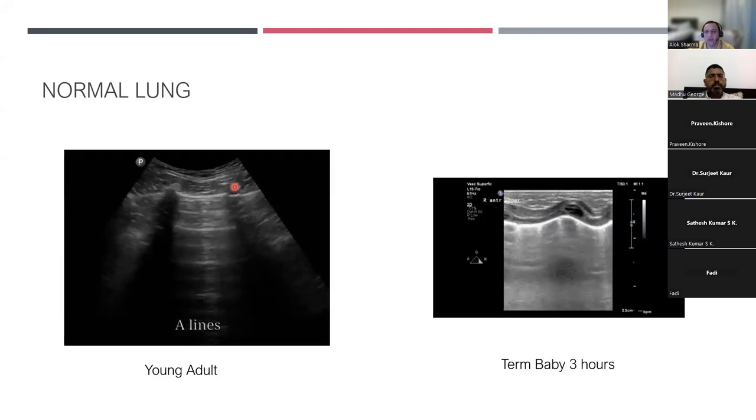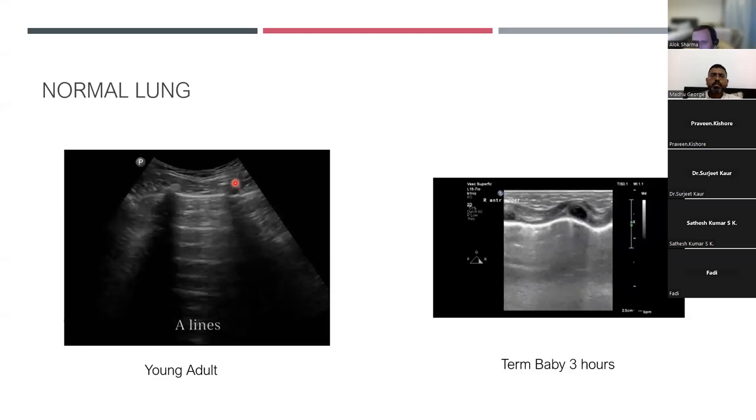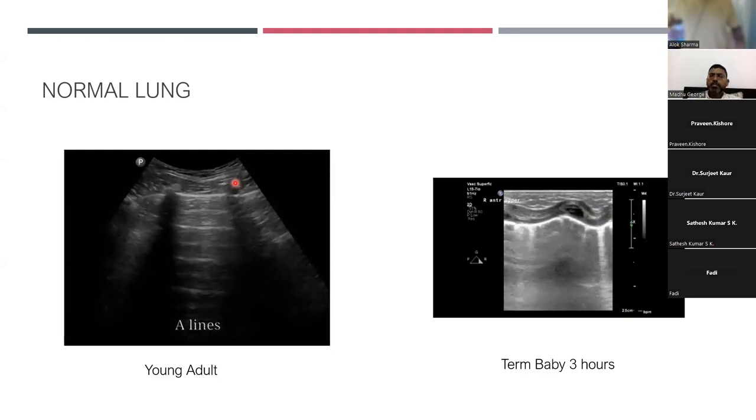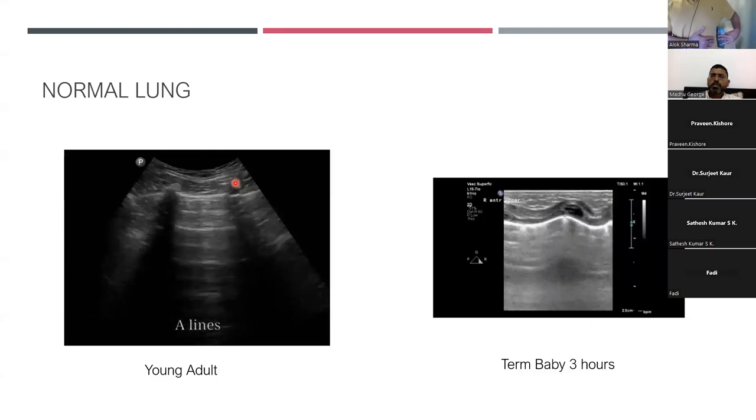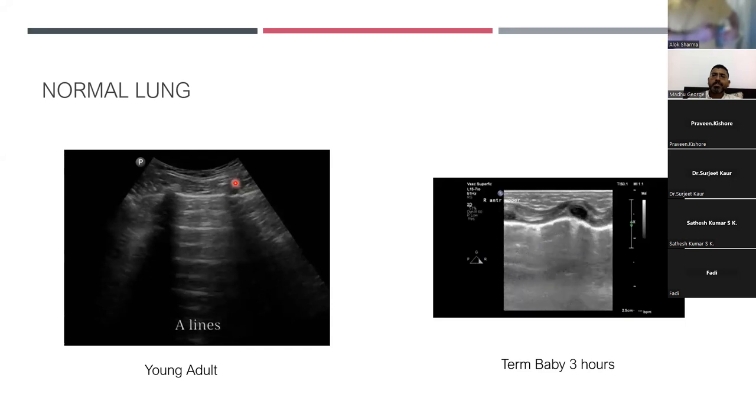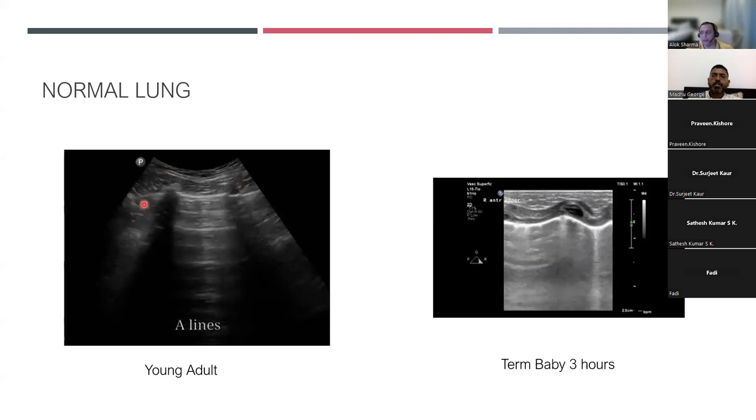If you cannot see the bat wing sign, you're either not in the right place, or you've got ribs in between. But a simple example is if you're too low on the right or the left side. If you're on the left side, you'll start getting stomach. Now the stomach basically gives you a very nice A-line profile, which looks like a pneumothorax. But what is important is that you won't be able to see ribs. So if you can't see ribs with pleura in that region, then you're not actually seeing the bat wing sign, so you're too low. The most important thing is you should be able to confirm a bat wing sign.